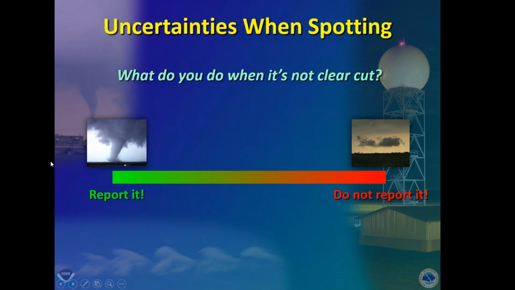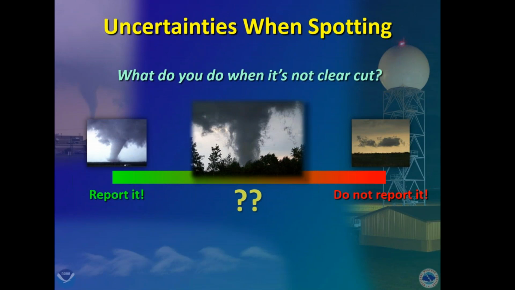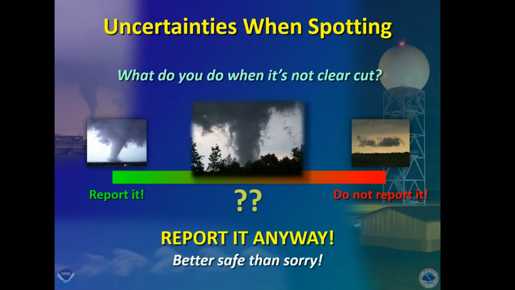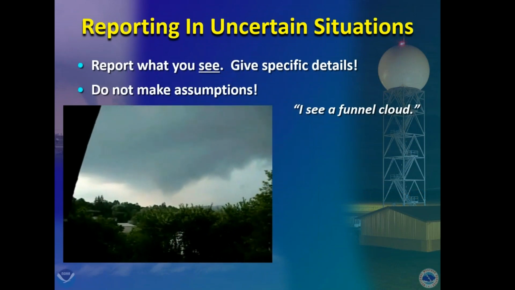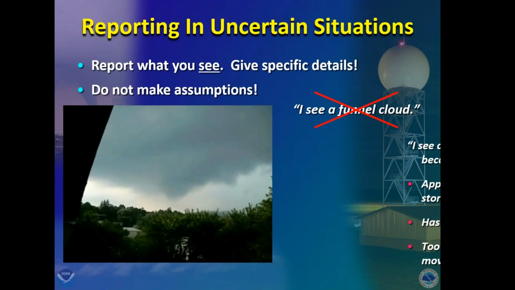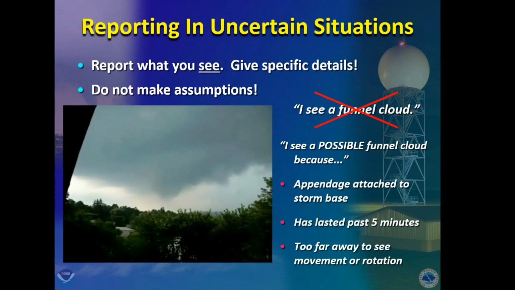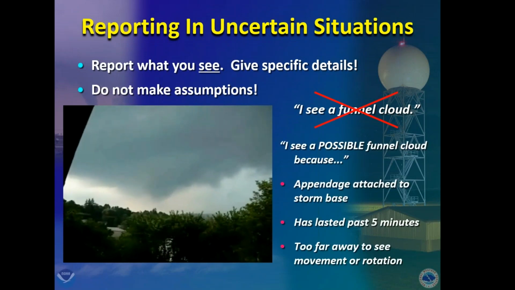So in terms of certainty, what do you do when it's not a clear-cut situation with respect to what you're seeing? Go ahead and report it anyway. It's better safe than sorry. Let us know what it is you're seeing. Don't make assumptions. Instead of saying, I see a funnel cloud, say something along the lines of, I see a possible funnel cloud, because it's attached to the thunderstorm base.